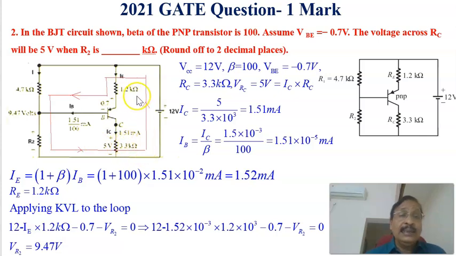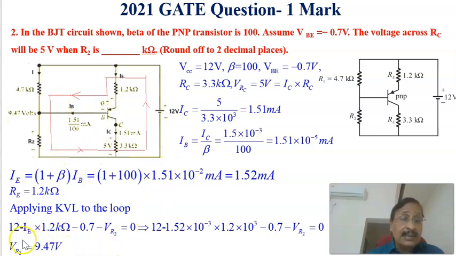Therefore, we are writing the Kirchhoff's voltage law equation for this loop, which is equal to the input voltage of 12 volts. Therefore, 12, minus the drop across this one, IE into 1.2 kilo ohms, then minus 0.7, this voltage VBE, and minus the drop VR2. We have to find out the VR2 first. Minus VR2 equal to 0.